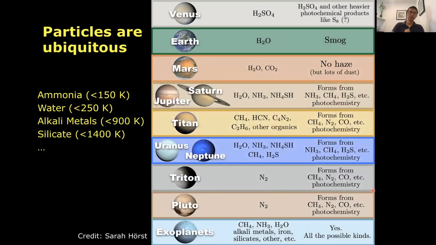And let me give you another view of this. This is from Sauerhurst, and usually condensed clouds depend on the temperature, right? If you are cold enough, you can condense water and ammonia. If you're not that cold, you can only condense maybe alkali metals or silicates. I'm talking about temperatures ranging from 100 Kelvin all the way to 2000 Kelvin.